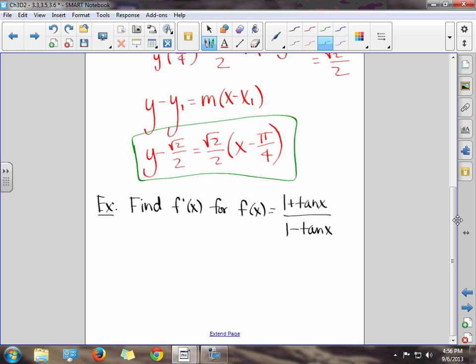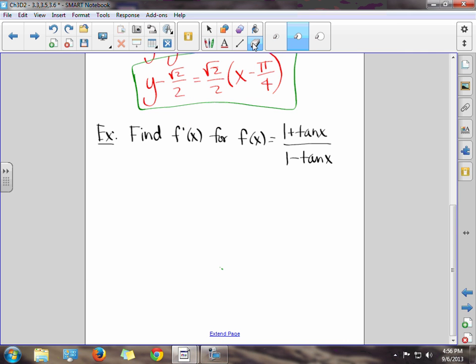Okay, let's try another one. Here we are going to use the quotient rule because we have a fraction, one function on top and one function on bottom, so we can apply that. And we can also use our trig derivatives. So let's see what happens. I want to find f prime of x. The derivative of tangent is secant squared.